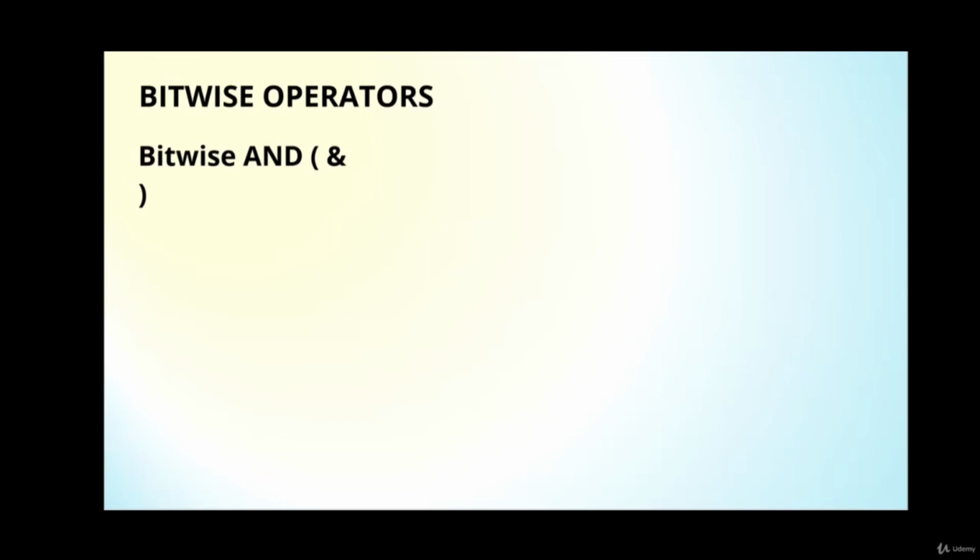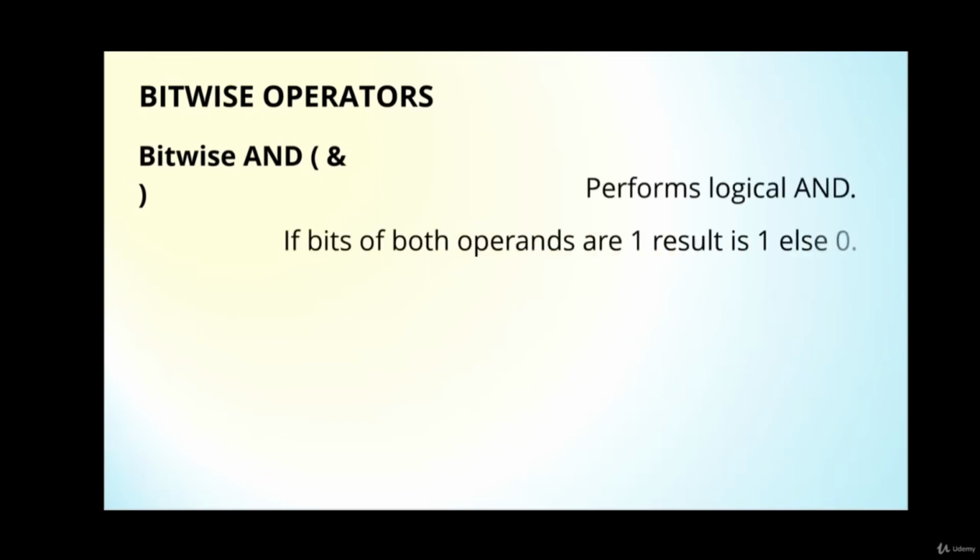First is the bitwise AND operator. It performs logical AND. If you have studied logic gates, you might know what the AND and OR table is. But if not, I'll tell you now. What the AND table says is, if bits of both operands are 1, then the result is 1, else it is 0. So for AND operation to be true, both the bits should be 1.